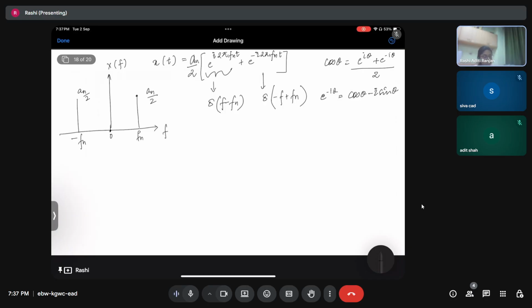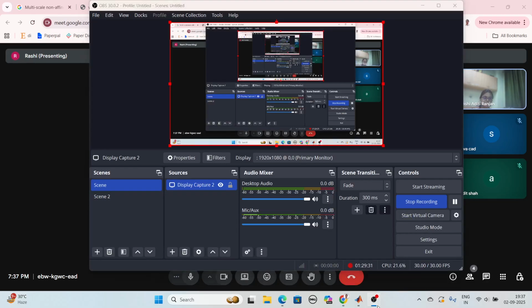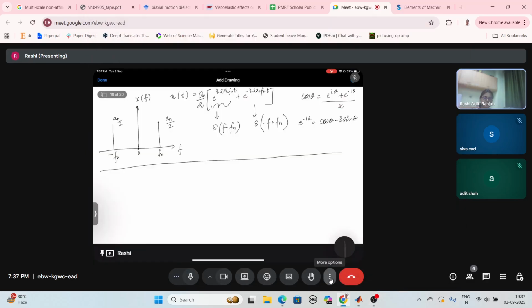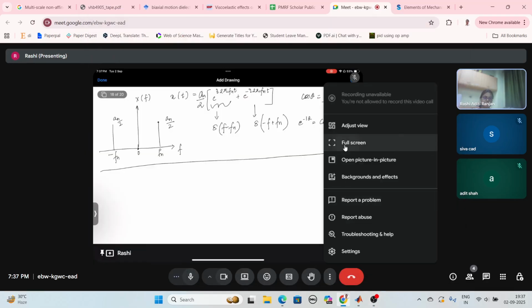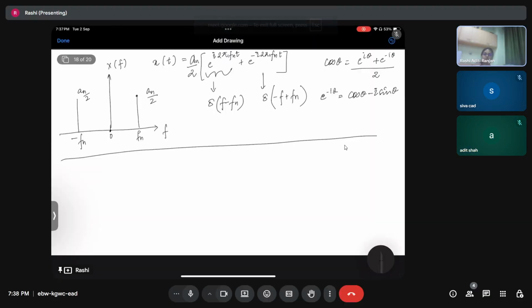Now this was for the cos function. I have to find out for the sine function as well. So for sine, we can write bn sine of 2 pi fn t.